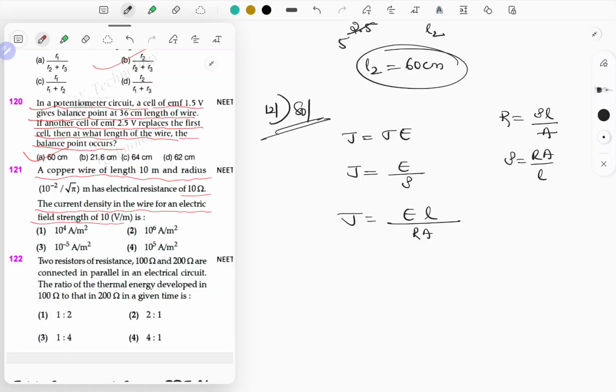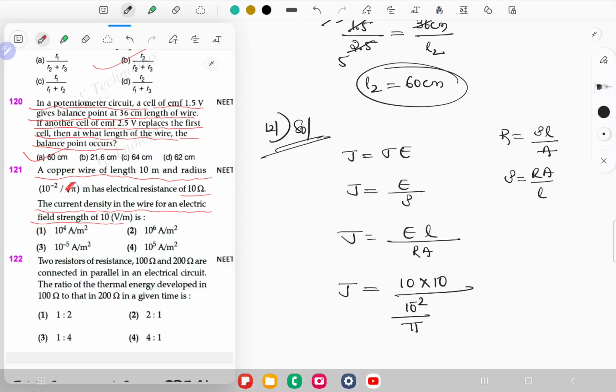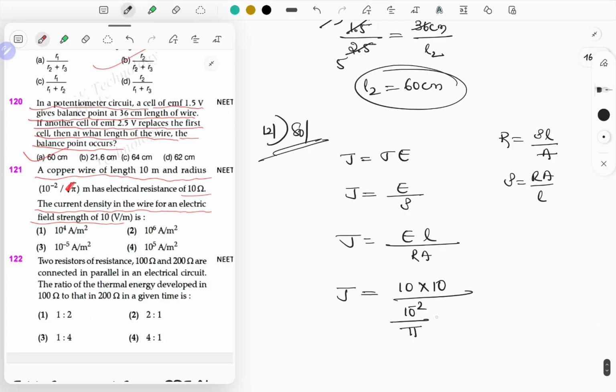The length of the copper wire is given, and the radius, 10 power minus 2 divided by pi meter, is also given. The electrical resistance of 10 ohm is also given, and the field strength is also given. So J we have to find out. E value is 10, L is 10, and the radius is 10 power minus 2 divided by root pi. Is it root pi or pi? It's not root pi, it is only pi. In the question they have given it wrongly. Oh, sorry, this is the radius. It's correct only.